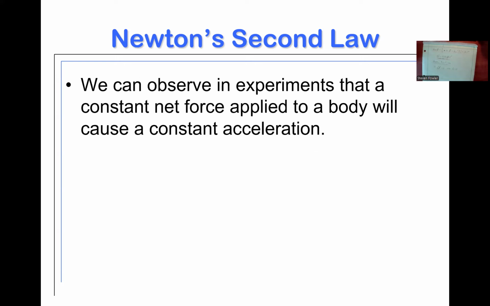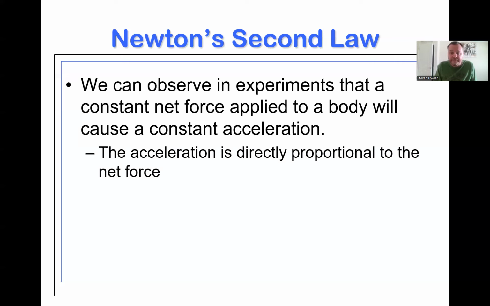Newton's second law is basically formed on this idea that, and we have just tons and tons of experiments to back this up, if we're able to somehow maintain a constant force applied to a body, we will observe a constant acceleration of that body. And again, we have tons and tons of evidence backing this up. What you find is that the acceleration is going to be directly proportional to the magnitude of that net force.